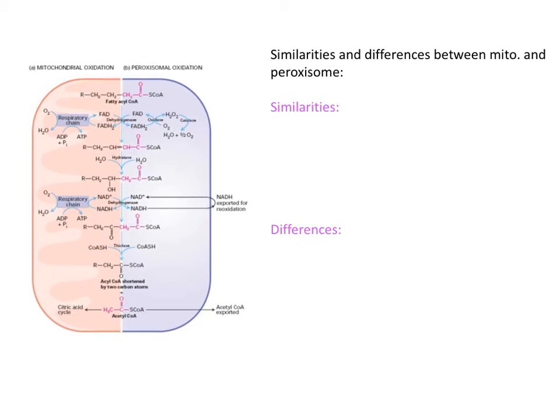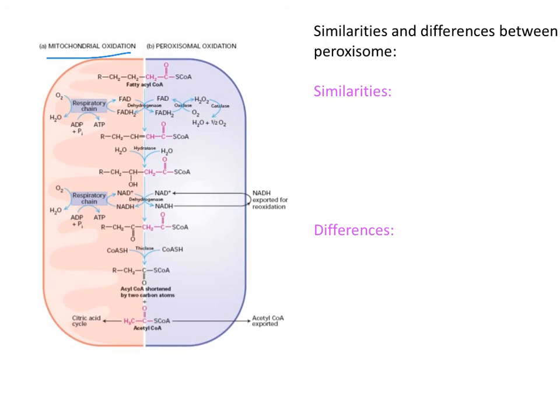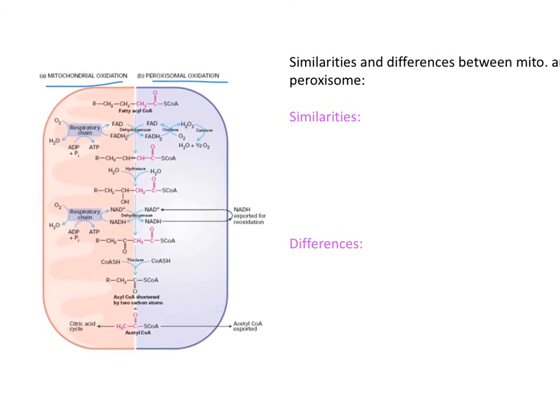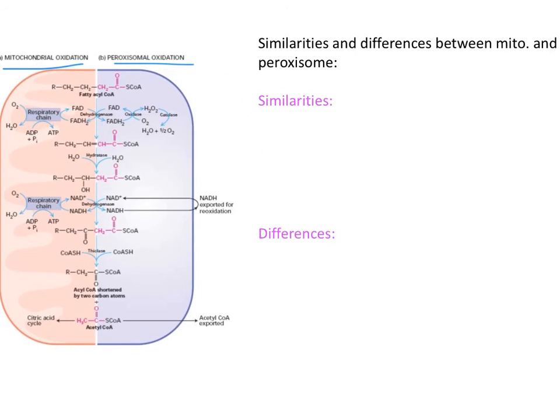All right, so here's a really interesting diagram where you have the mitochondria on the left and the peroxisome on the right, and we're going to do some similarities and differences, and then I'll walk you through this. So similarities and differences between the peroxisome and the mitochondria. Some similarities are they both do beta-oxidation, and they both have 4 steps for this. Remember, oxidation, hydration, oxidation, thiolysis. So they both have all 4 steps.